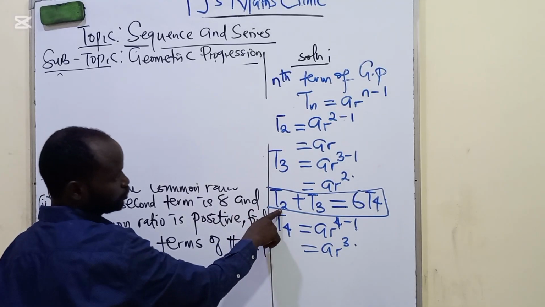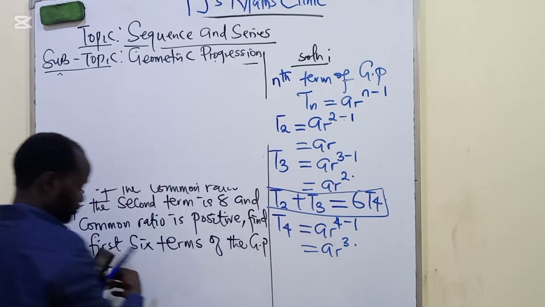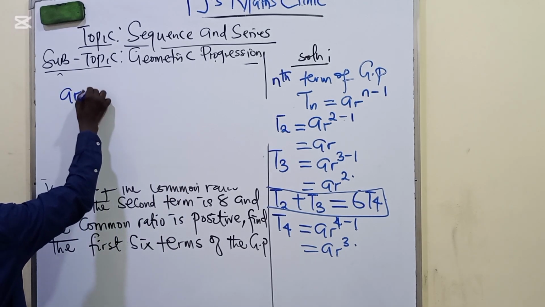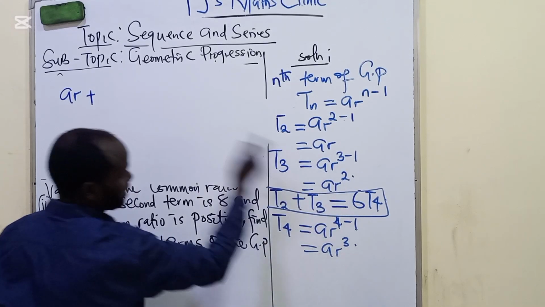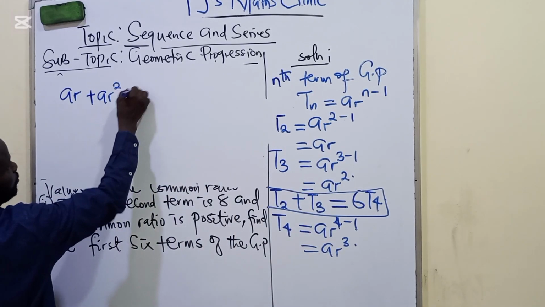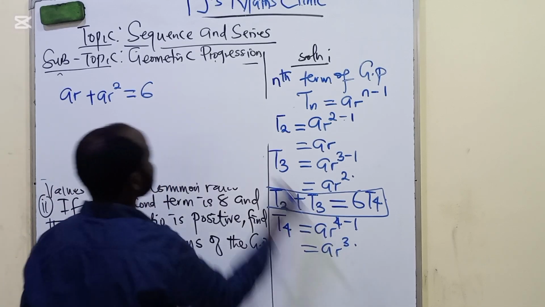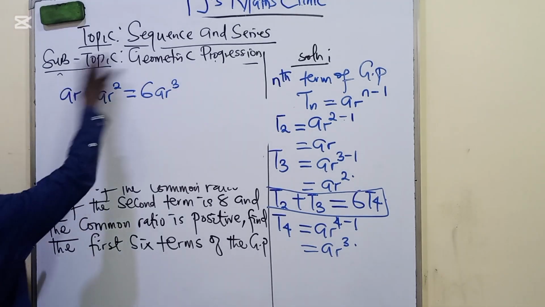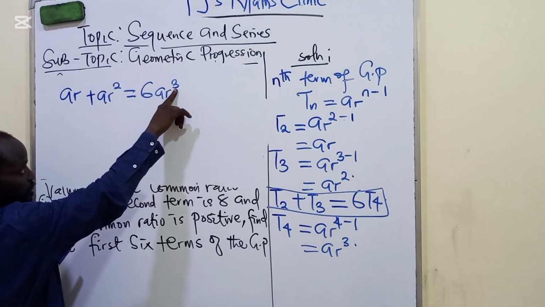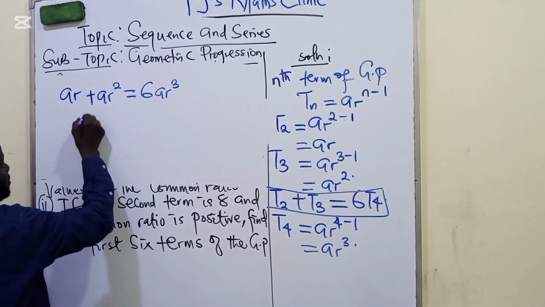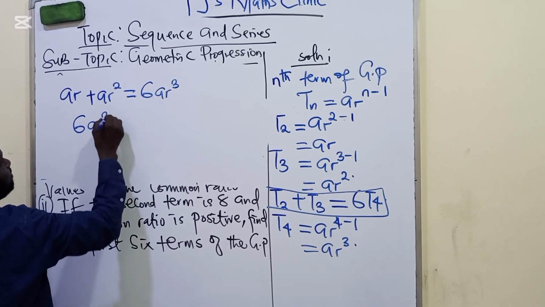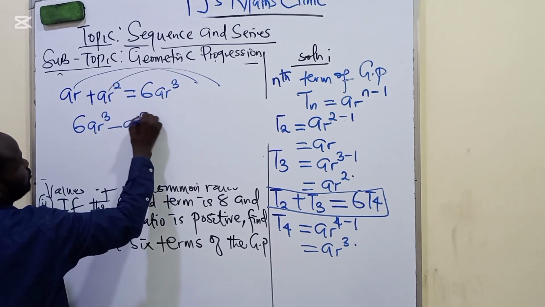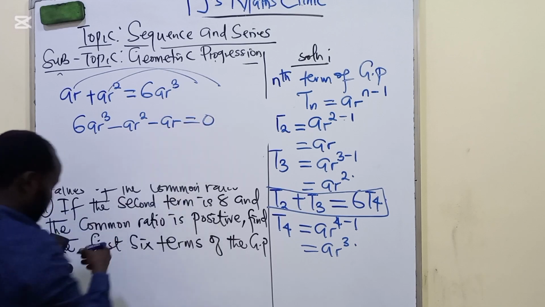Let's substitute. Our T2 is AR. We substitute now. That will be AR plus T3, which is AR squared, equals 6 times T4. T4 is AR cubed. Very important. Let's transfer everything because this is a cubic equation. The highest power here is 3. Let's transfer everything and equate it to 0. This will be 6AR cubed, we transfer this to the right, minus AR squared minus AR equals 0.